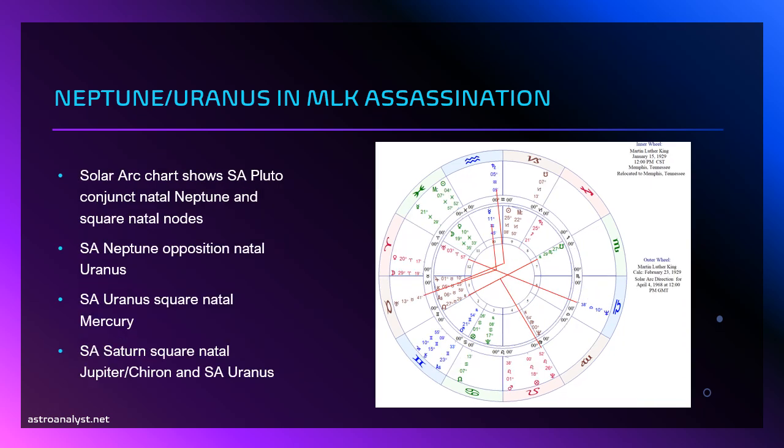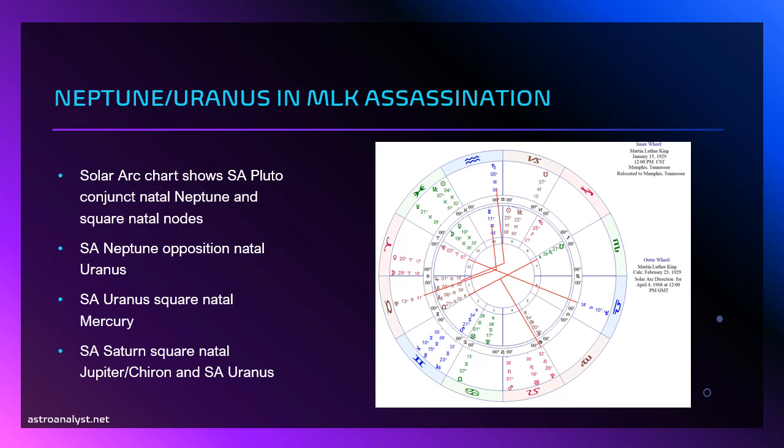Moving to the solar arc chart, we see that solar arc Pluto is conjunct natal Neptune. It's within 3 degrees. And that is also in a T-square with the nodes. So you've got the north node and the south node here in a T-square with Pluto coming in and disrupting the nodal axis like we've talked about from a Pluto transformational standpoint.